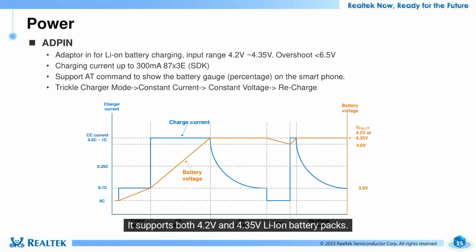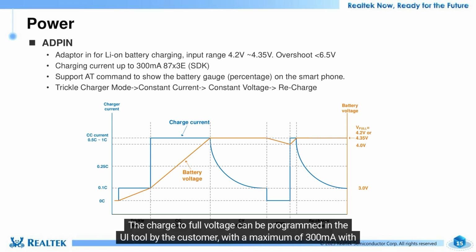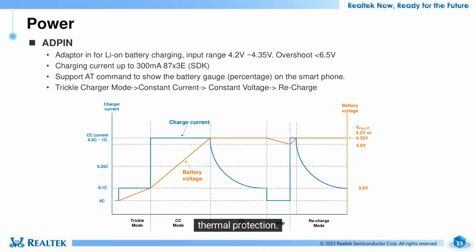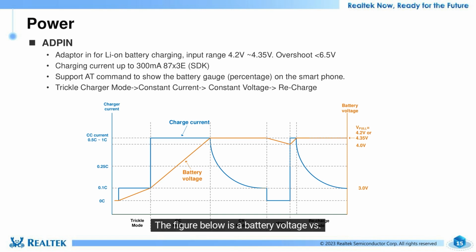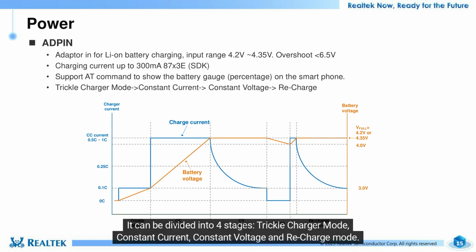It supports both 4.2V and 4.35V Li-ion battery packs. The charge to full voltage can be programmed in the UI tool by the customer, with a maximum of 300 mA with thermal protection. Support AT command to show the battery gauge, percentage, on the smartphone. The figure below is a battery voltage versus charger current curve across different charger modes. It can be divided into 4 stages: trickle charger mode, constant current, constant voltage, and recharge mode.